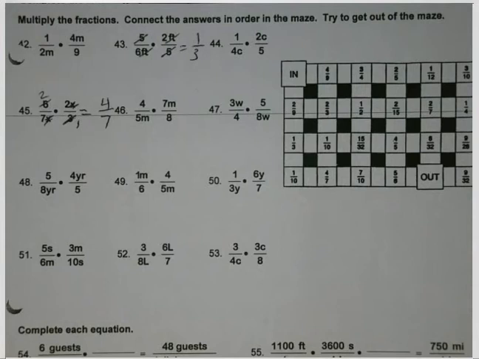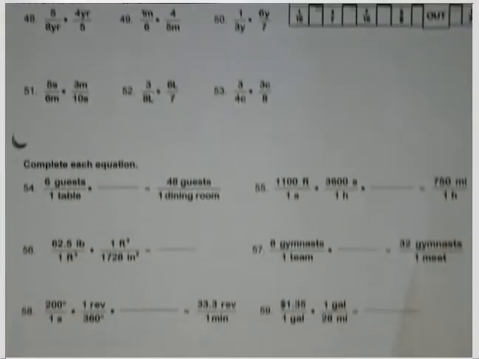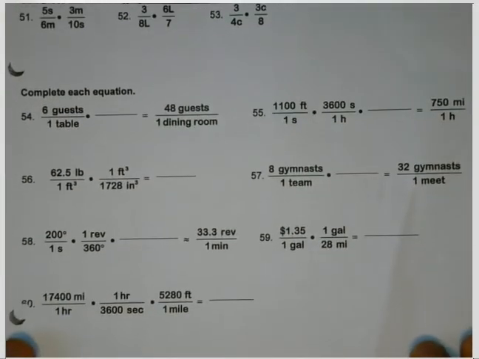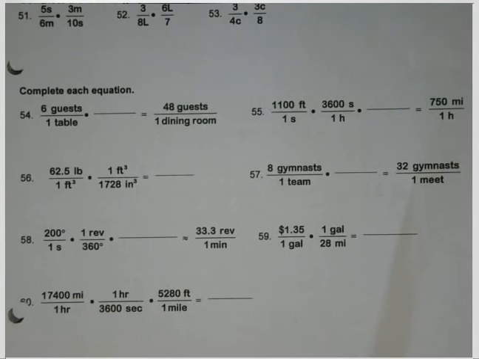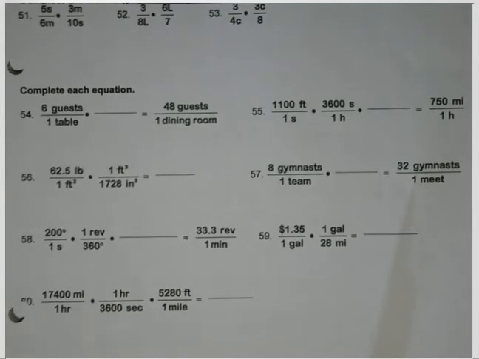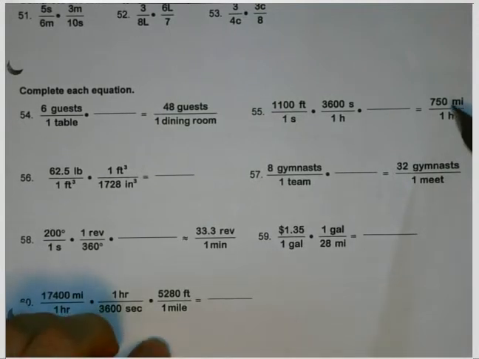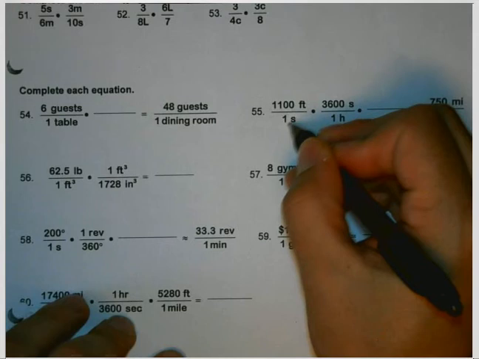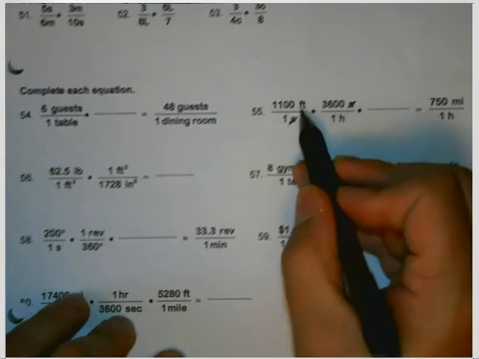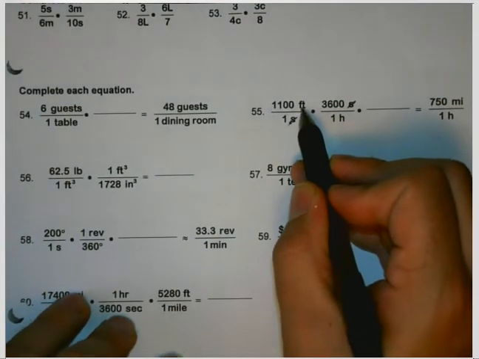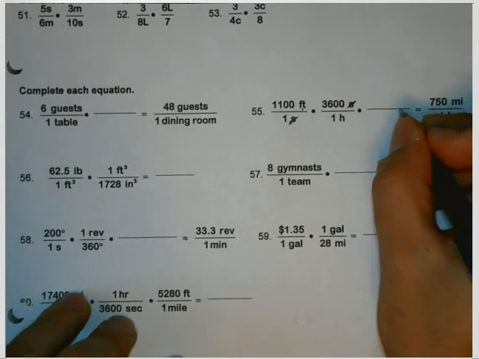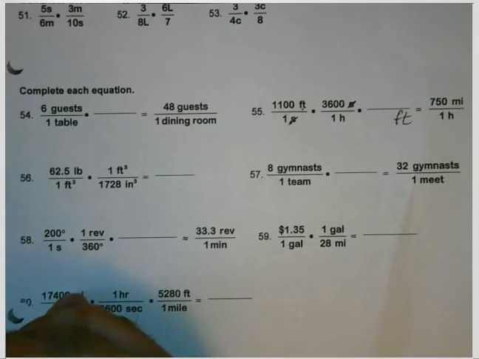Okay. I'm going to skip down a little bit. We don't need overkill on those. So complete each equation. You're like, what? And here's how this works. For instance, in 55, I want to get to the end where miles and hours are my only labels left. So let's do that first. If that's what all I want to be left, let's look. The seconds cancel. Well, I don't want feet. I want that to cancel. So where would feet have to be so it cancels? Right here.